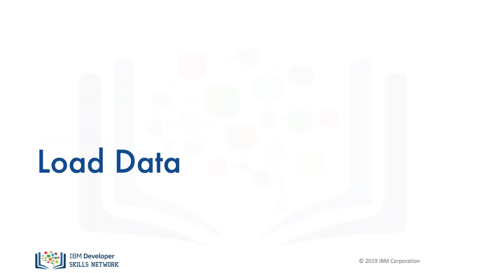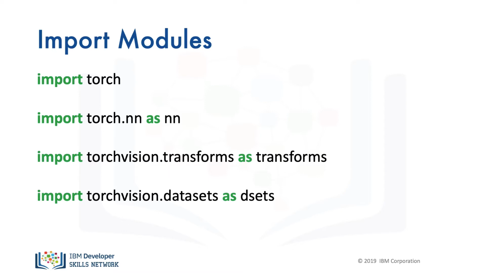Let's begin by loading our data. We'll import the common modules used before. And further, we'll also include torchvision.transforms and torchvision.datasets. Torchvision.transforms provides us with a lot of useful transformation functions that can be used for computer vision. Torchvision.datasets has many useful pre-built datasets that can be used with our classification models.